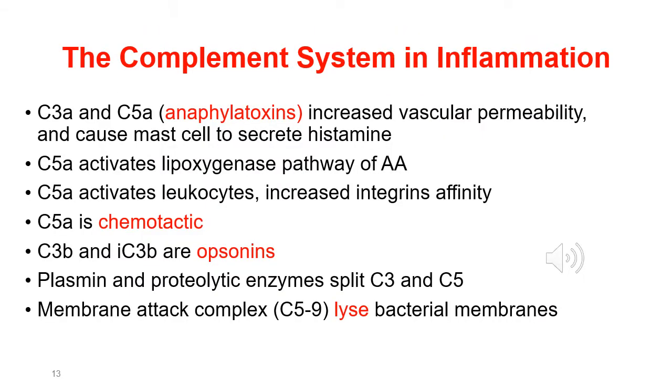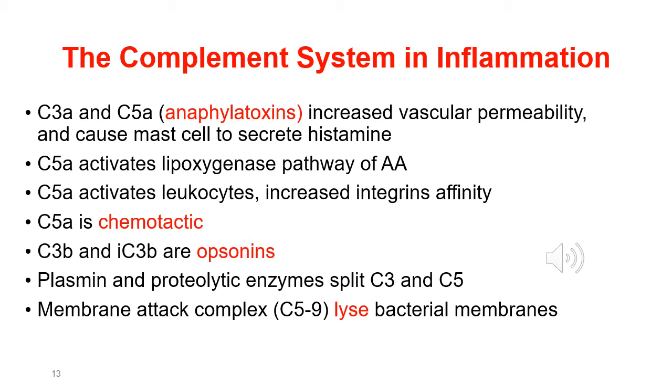So again, in summary, you are not required to memorize all the previous steps in the activation cascade of these complements. But you should notice that C3a and C5a are potent anaphylatoxins, which increase the vascular permeability and cause mast cells to secrete histamine. C5a activates the lipoxygenase pathway of arachidonic acid and also activates the leukocytes and increases the integrin affinity, as we just mentioned. C5a is also chemotactic. So C3a and C5a are important in terms of increasing vascular permeability, increasing integrin affinity, and chemotaxis.